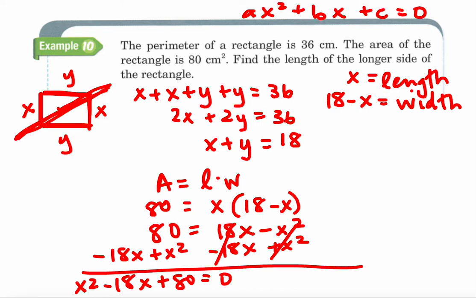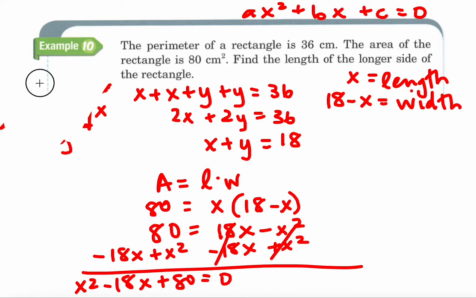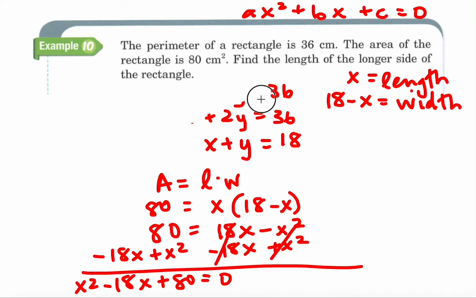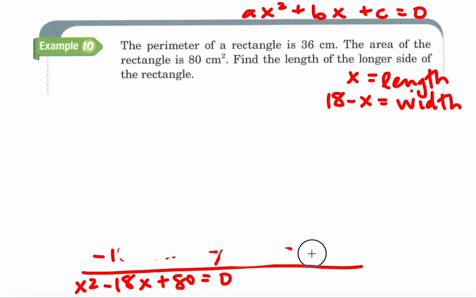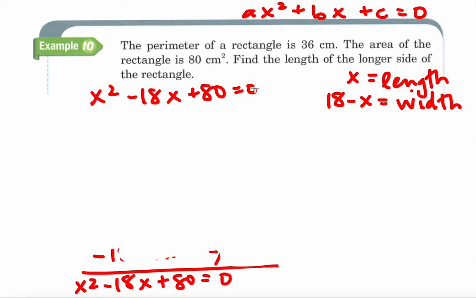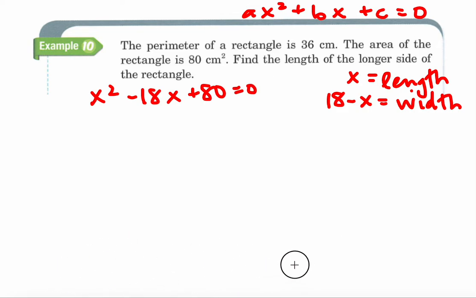Okay, let me rewrite that above here so that we have some space. Okay, so we have x squared minus 18x plus 80 equals 0. Okay, and now we actually do the fun thing of factoring it.